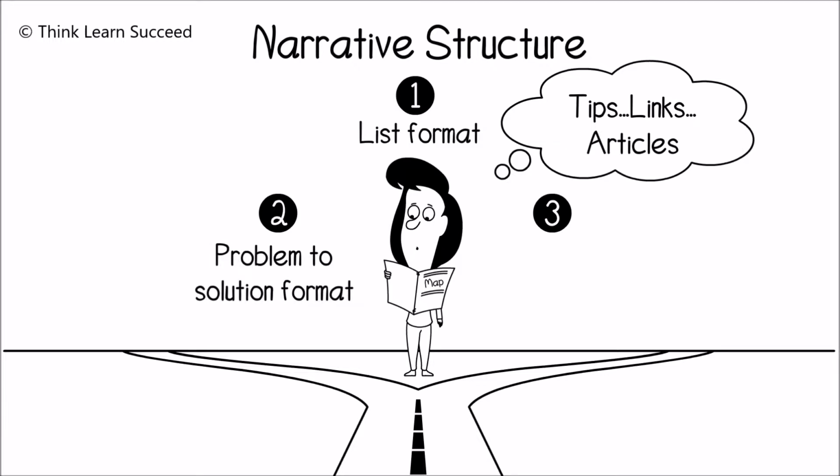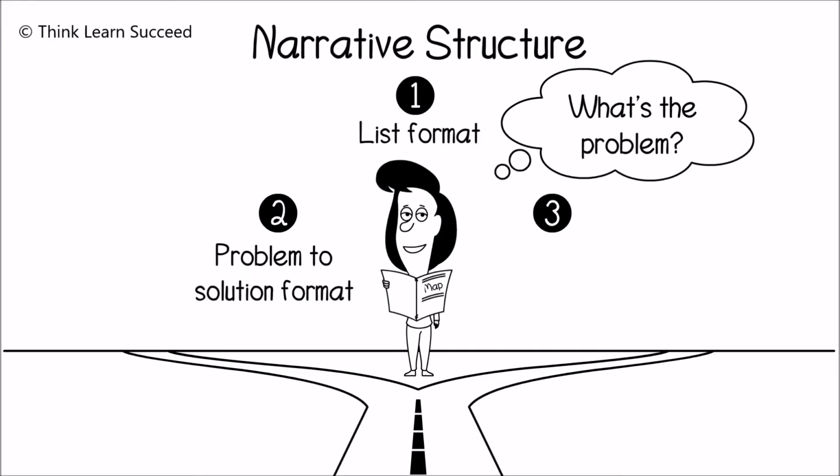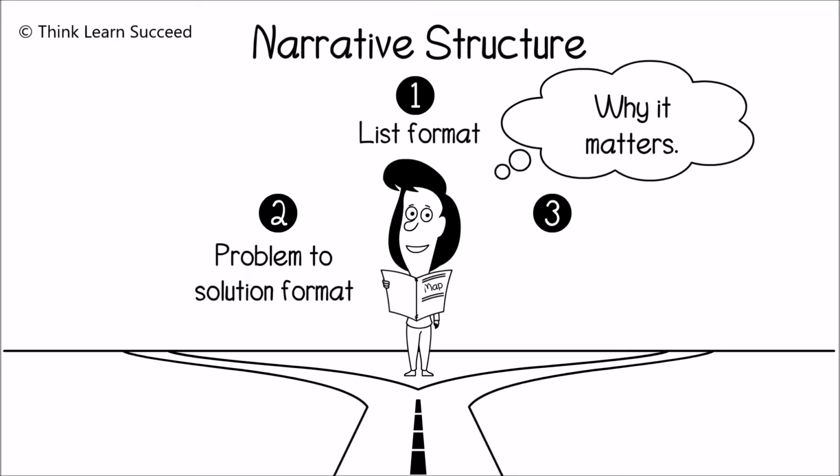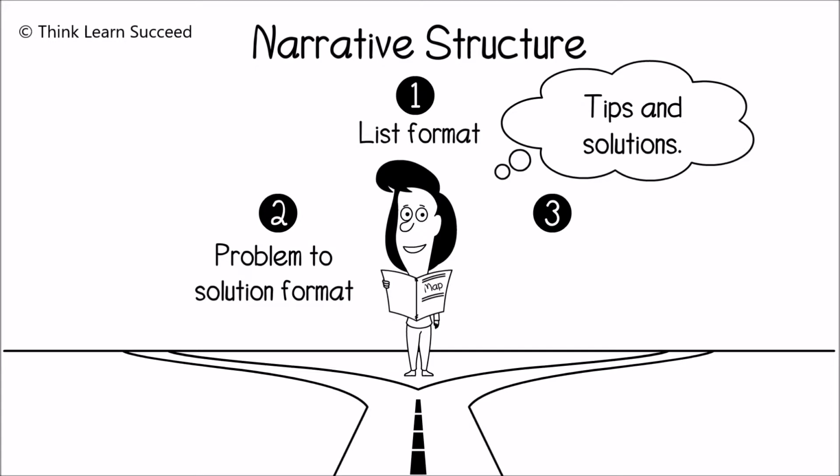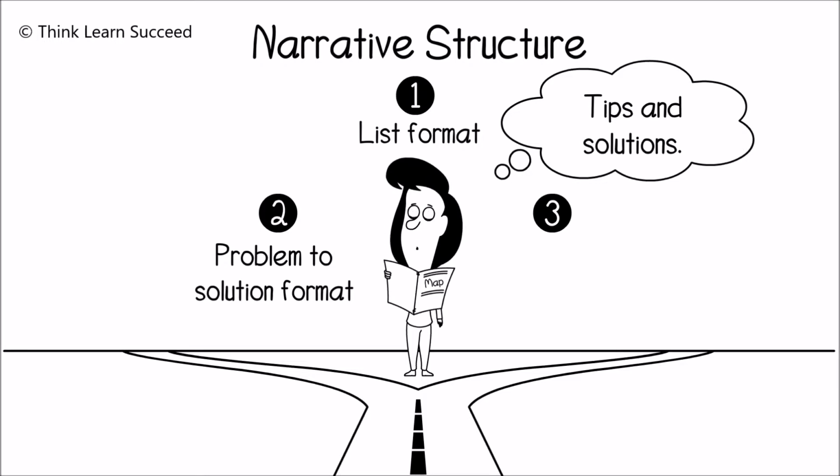A more advanced narrative structure is the problem to solution format. A post written in this way needs to include 4 sections. The first is a description of the problem your reader faces. The second is an explanation of why the problem matters. The third section contains tips and suggestions for solving the problem. This, of course, is the most content-rich part of your post.